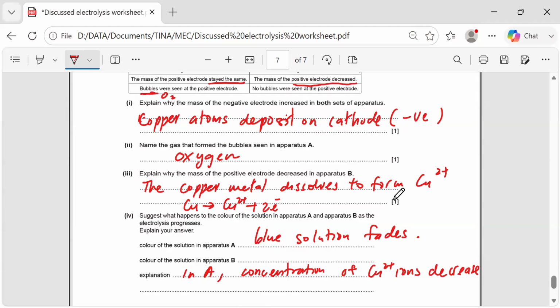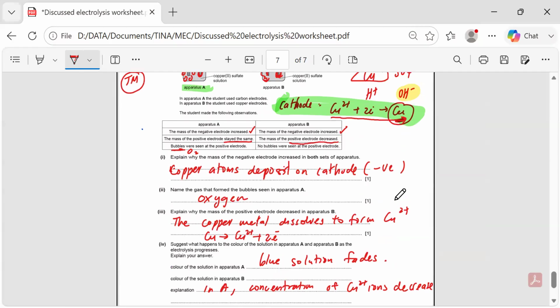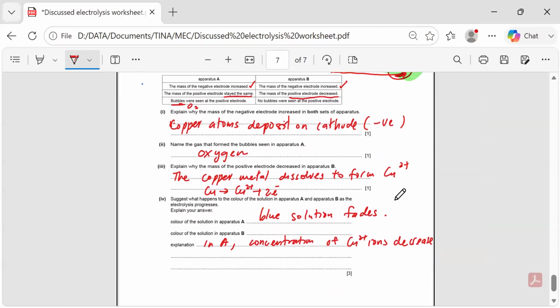Okay? Now, look back at your equations for apparatus B. Wait, you write this down first. We haven't finished. Apparatus B, how? Does it change or doesn't change? Why doesn't it change?